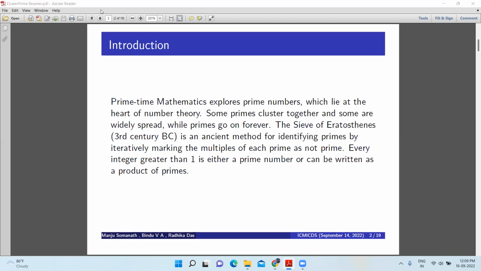In the introduction, prime time mathematics explores prime numbers, which lie at the heart of number theory. Some primes cluster together and some are widely spread, while primes go on forever. The sieve of Eratosthenes is an ancient method for identifying primes by iteratively marking the multiples of each prime as not prime. Every integer greater than 1 is either a prime number or can be written as a product of primes.